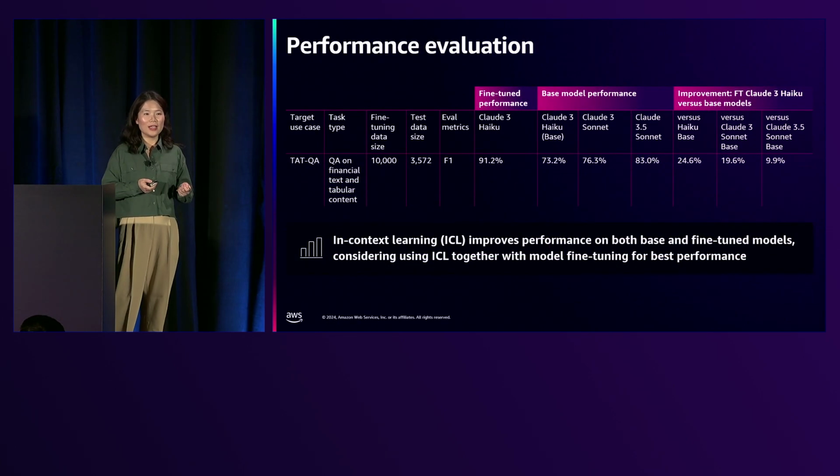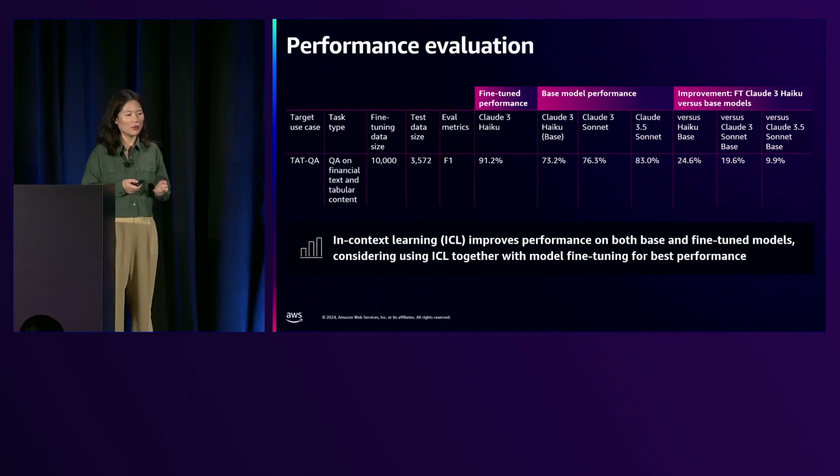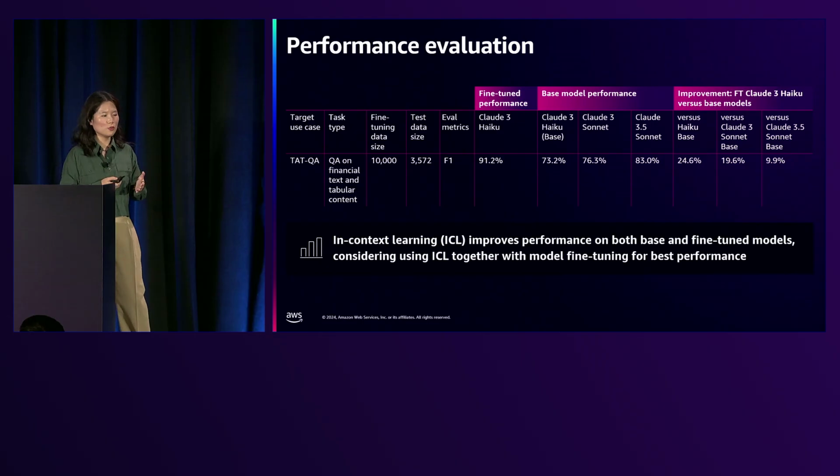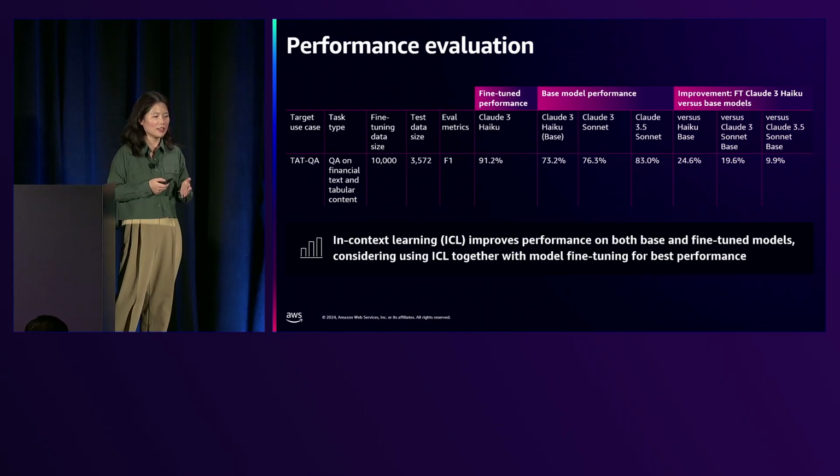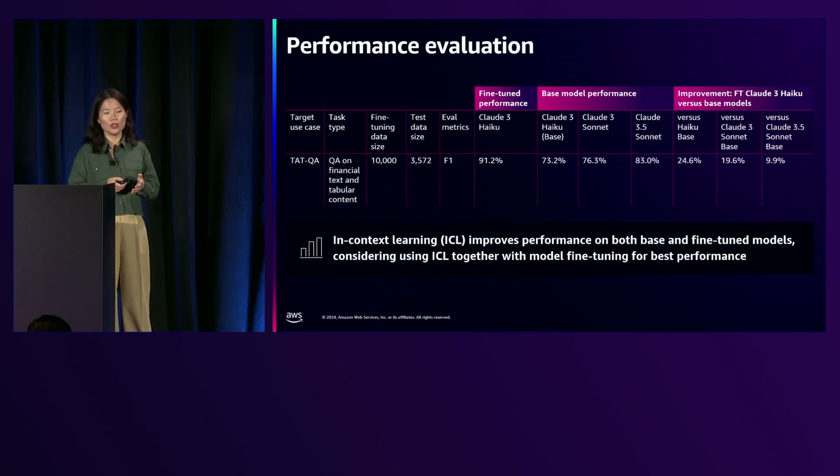Once we have a fine-tuned result, let's take a look at the performance evaluation. We assume the target use case is the TAT-QA dataset. This dataset is publicly available, and it does Q&A on financial text and tabular content. We train our model using 10,000 records from this dataset, evaluate using about 3,500 records, and we're evaluating using the word-matching F1 score.